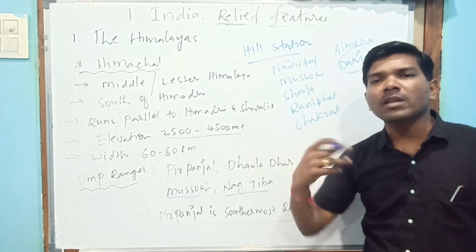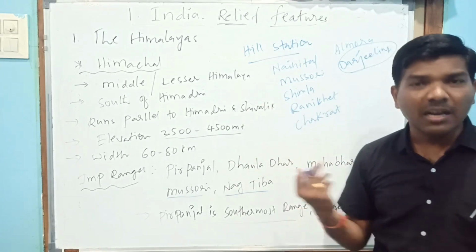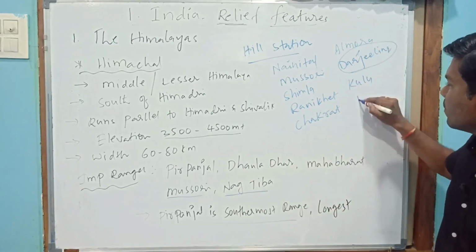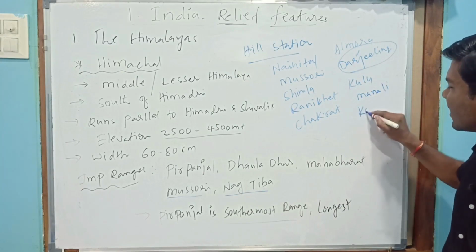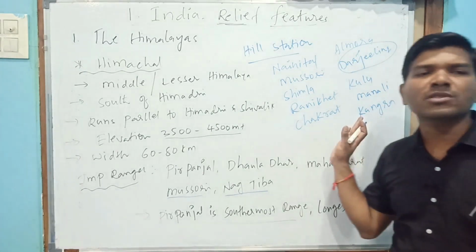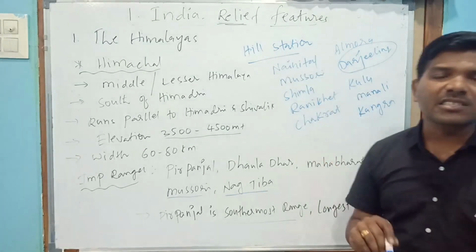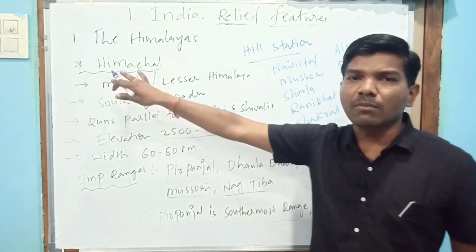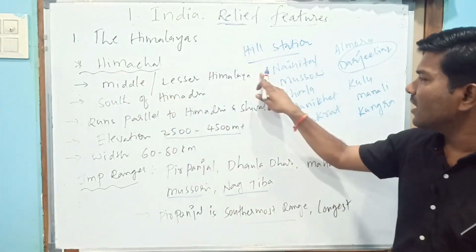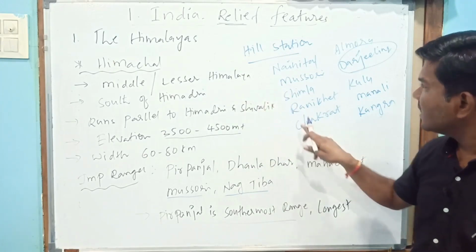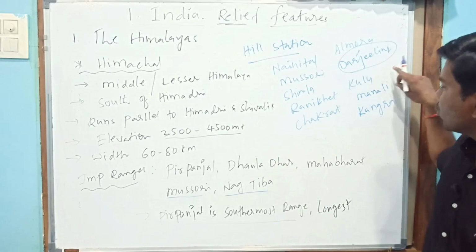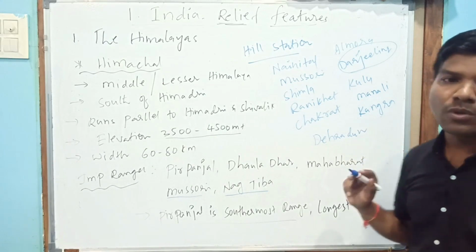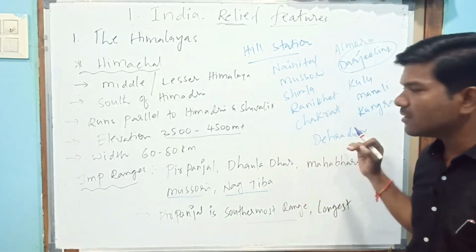Not only these, there are so many: Manali, Kulu, Kangra. These are also examples. They may ask you to write the hill stations of the Himalayas or of Himachal. Himachal hill stations are Nainital, Mussoorie, Shimla, Ranikhet, Chakrata, Almora, Darjeeling, Kulu, Manali, Kangra, even Dehradun, a summer hotspot and hill station.